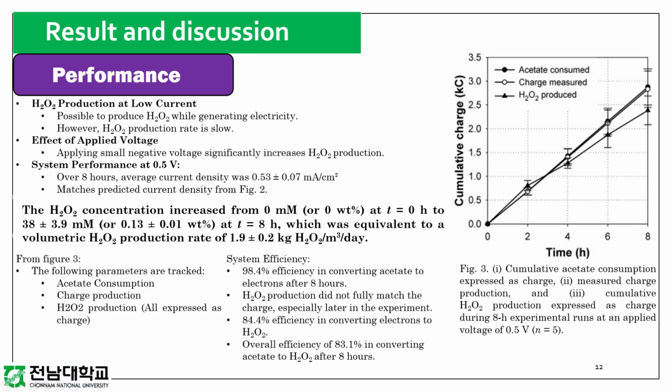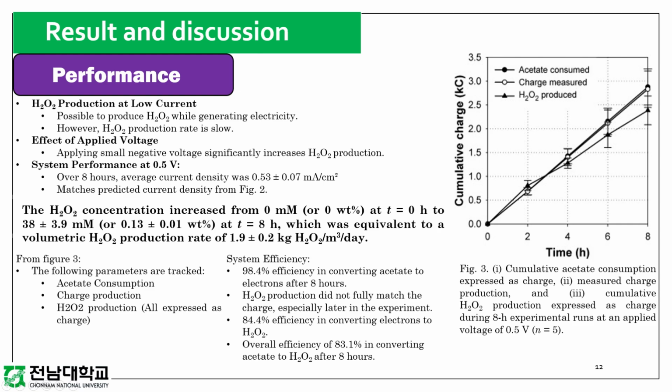Figure 3 presents the results of our experiment, where we tracked 3 key parameters: first, acetate consumption; second, charge production; and third, hydrogen peroxide production, all expressed as charge. We found that the amount of acetate consumed matched the charge produced throughout the experiment, indicating that our system had a very high efficiency of approximately 98.4% in converting acetate to electrons after 8 hours.